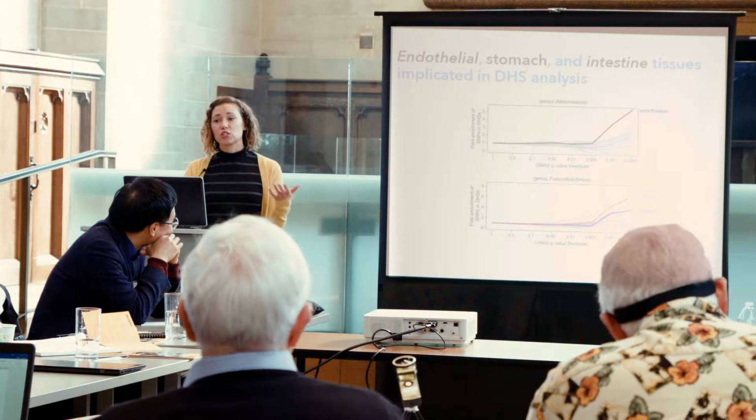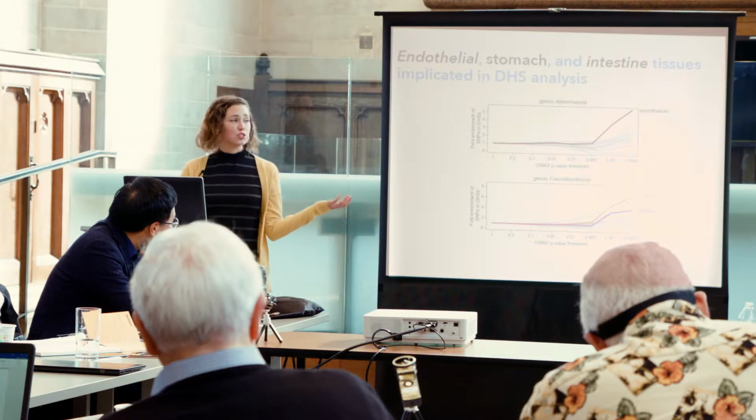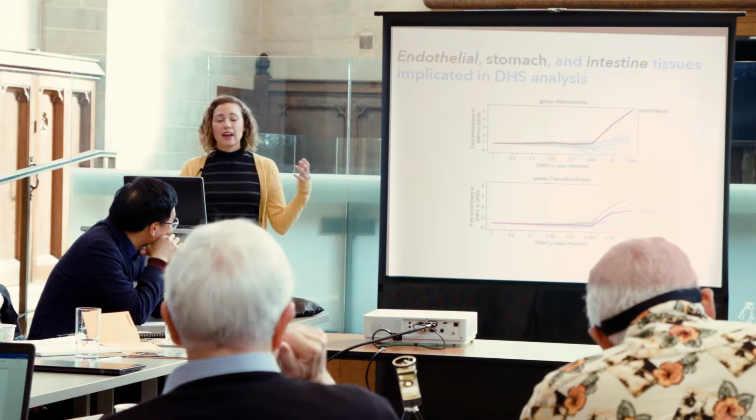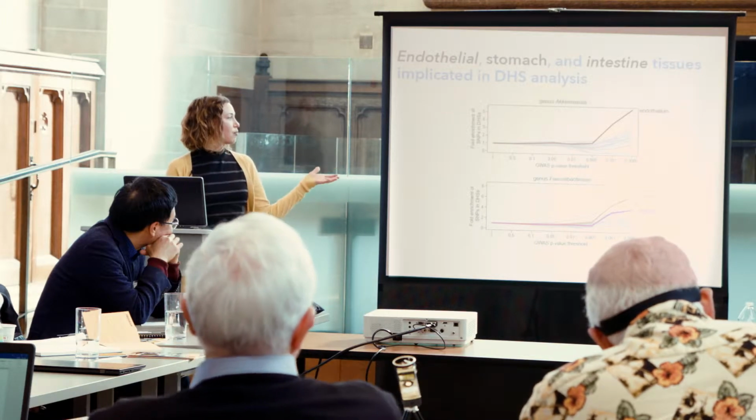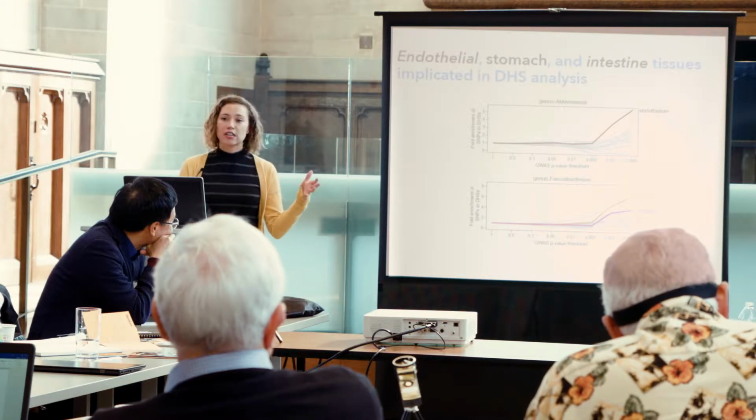Another example is with genus Jacalabacterium. This is a bacteria that's very common in feces, as you can imagine by its name. It lives in small intestine mucus layers, and we see intestine and stomach tissues pop out as significant after doing permutation tests. So this makes a lot of sense with what we know about this organism and where it lives in the human body.